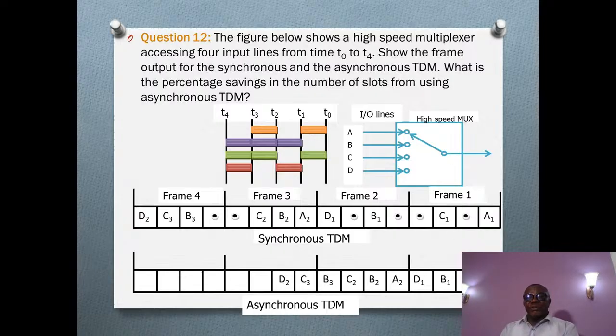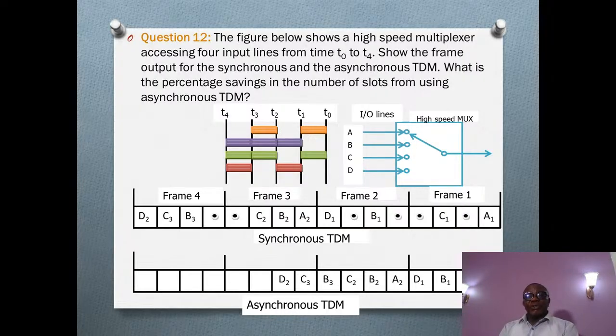Then it comes to C. It sees the green data, so it takes it as C1. By C1, we mean the first data it is getting in C. It gets to D, it sees nothing. So even though there is nothing in the B and D slot, it still transmits that empty slot as frame 1.